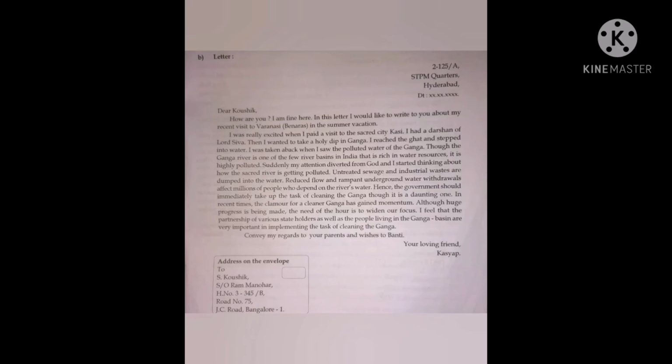And then remember how you have to write the date and all. The place and date must be written to the right of your paper, or you can even write it to your left, no problem. Then you have to start with "Dear" and write your friend's name, and then go into the topic. As I told you, start with the beginning lines, like asking about the whereabouts. How are you? What are you doing?